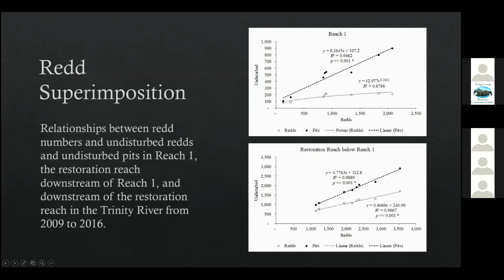And here we have the relationships between redd numbers and undisturbed redds and undisturbed pits in reach 1, in the restoration reach, downstream of reach 1, and downstream of the restoration reach in the Trinity River. Now there's a positive relationship between undisturbed redds and the number of redds, but we see kind of a carrying capacity limit in reach 1. A carrying capacity of around 220 is evident by this curve.